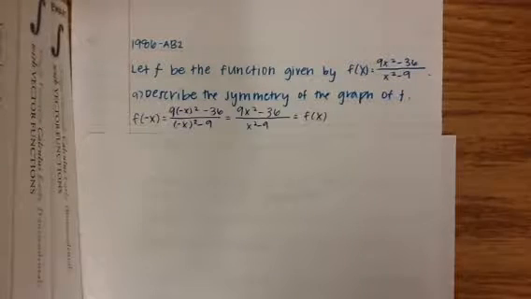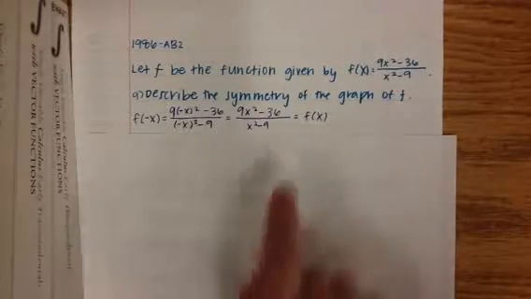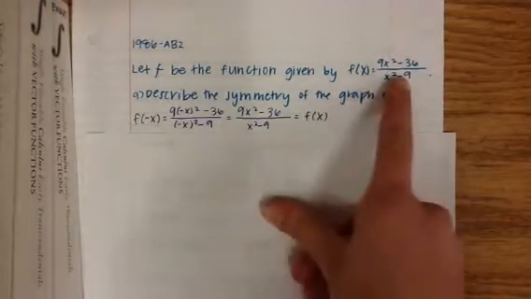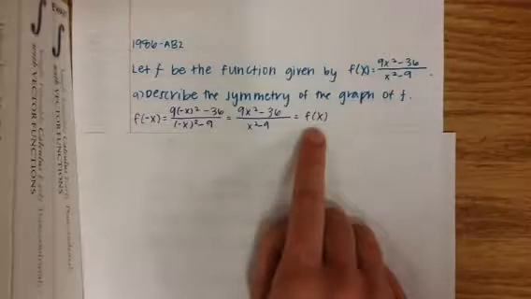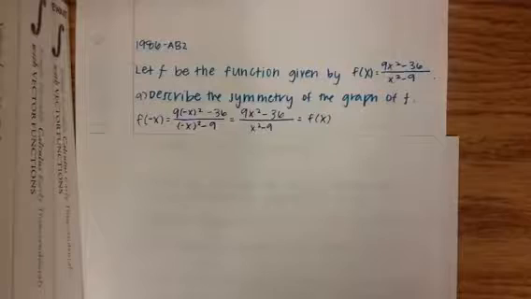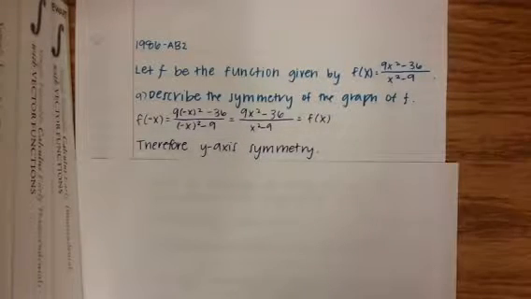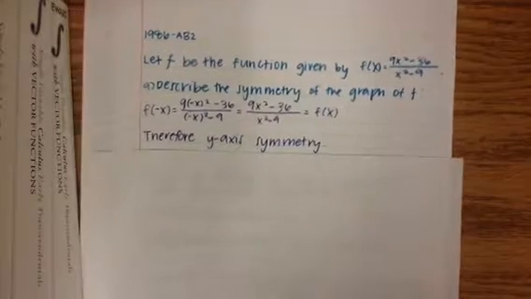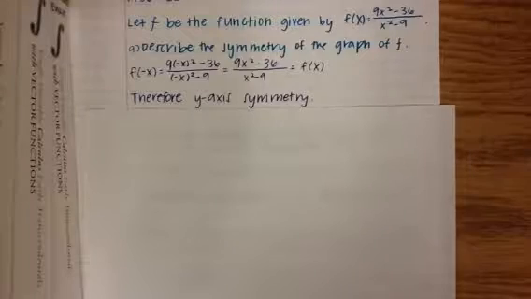So what I did first was test to see if the function was even. And to do that, we plugged in negative x for x. And then if this is the same as this, then it is even, because f of negative x equals f of x. And since it's even, that means that there's y-axis symmetry. So that's how we describe the symmetry of the graph of f.